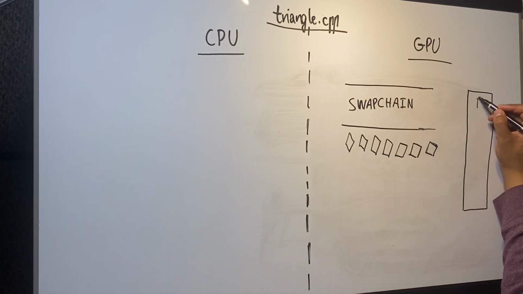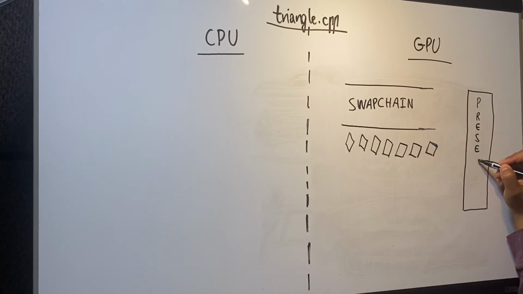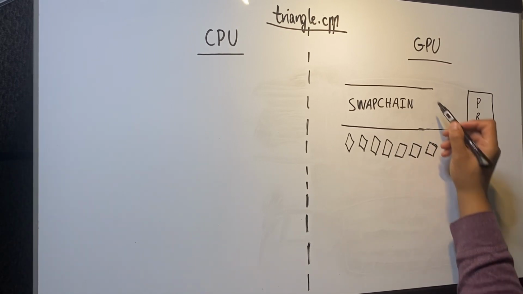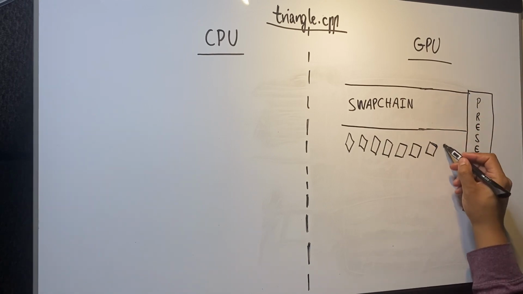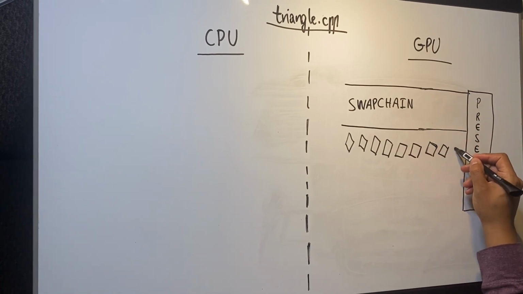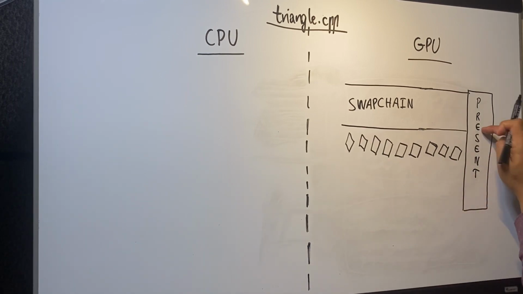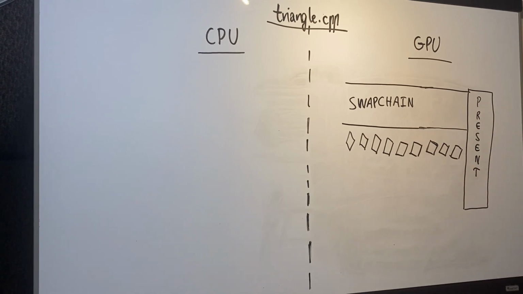And this is presentation, or present, okay? So we have our swap chain here, and then we present to the screen. So this is now your monitor. This is actually pixels on your screen that go to your eye. So you're somewhere over here, you're looking at your monitor, okay?